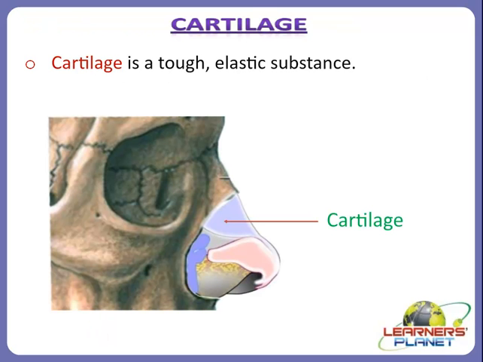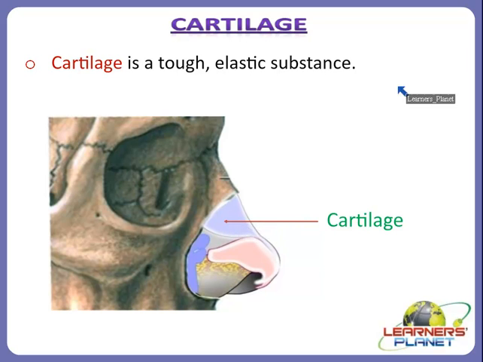Yes, cartilage. First of all, we should know what is meant by cartilage. Cartilage is a tough, elastic substance. As you can see here, this is one such picture. Can you imagine what kind of picture it is? Yes, this is a picture of a nose, right? Of our face, right? So this is our nose, and this is made up of cartilage. This part of our nose is made up of cartilage.